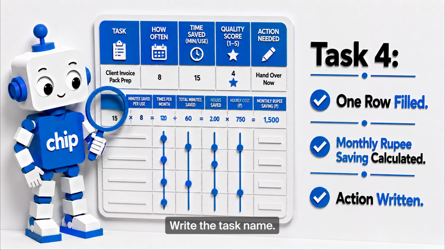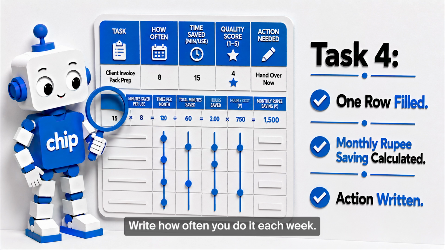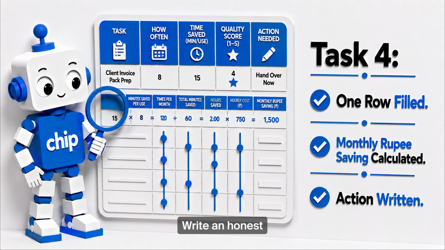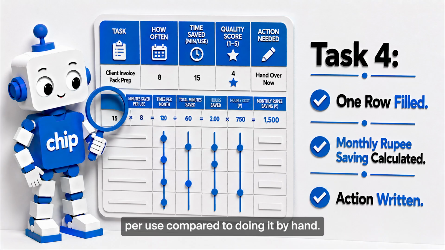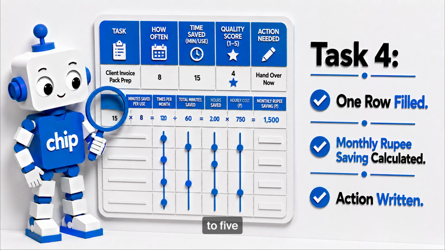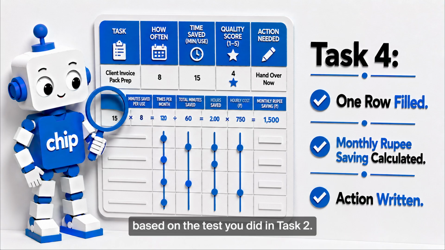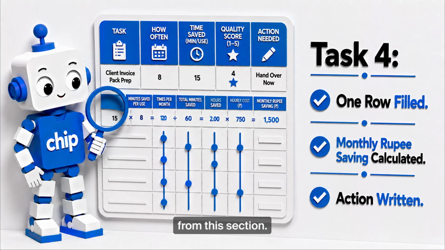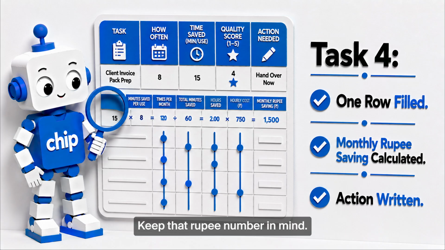Write the task name. Write how often you do it each week. Write an honest estimate of the time it saves per use compared to doing it by hand. Give it a starting quality score from 1 to 5 based on the test you did in task 2. Write one action you will take to improve it. Then calculate your monthly time saving using the formula from this section. Keep that rupee number in mind. It is the cost of continuing without your saved file.